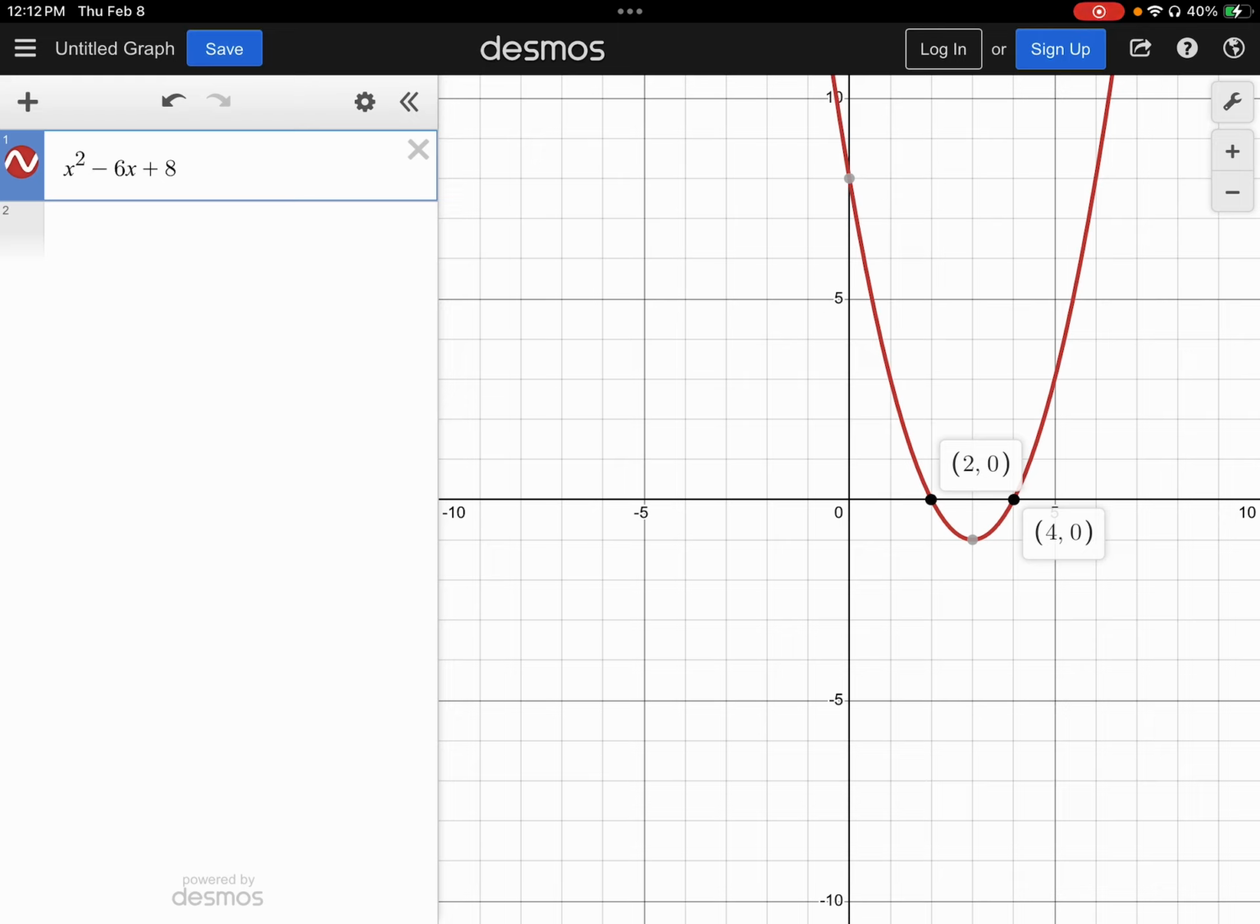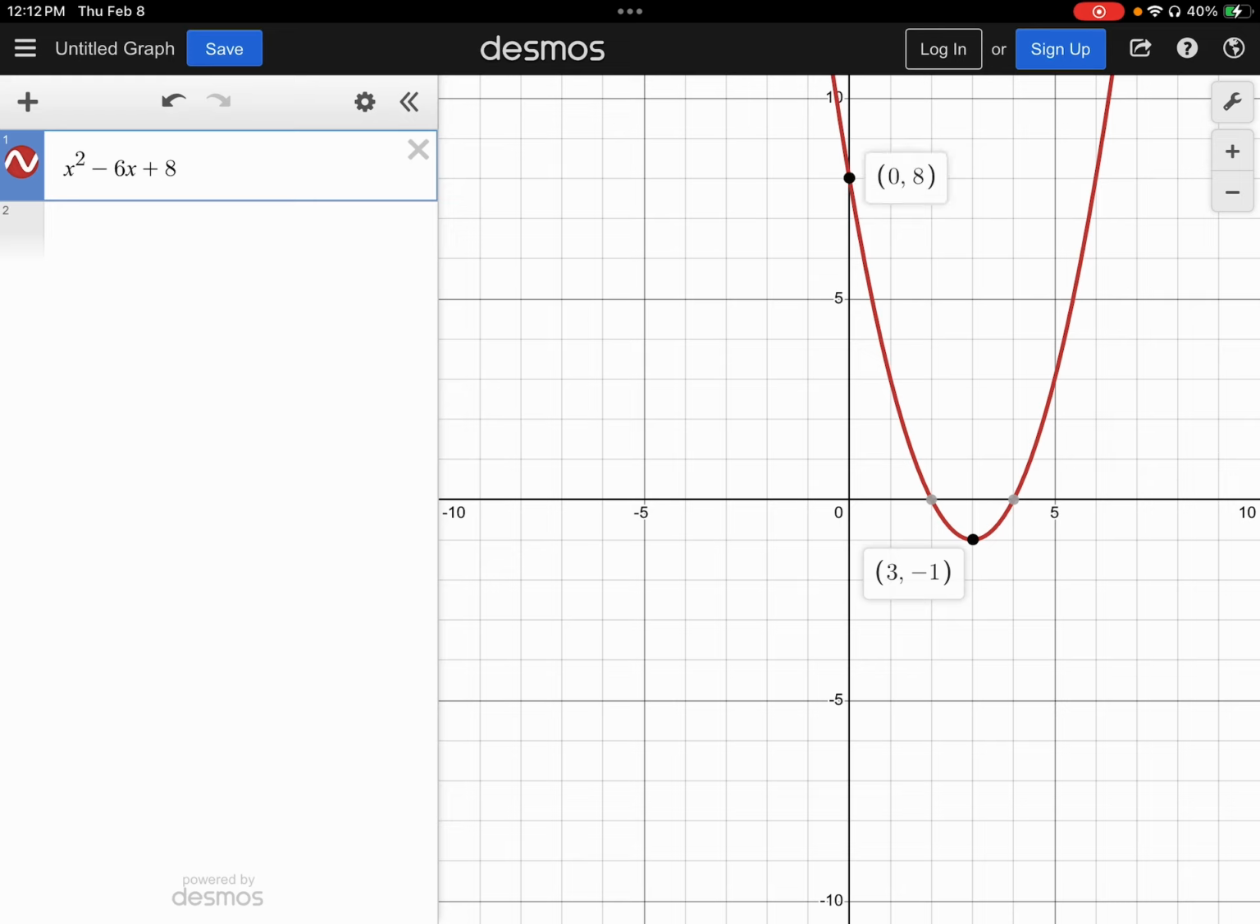If I wanted a more precise graph, I could also grab the vertex. Remember also that the axis of symmetry goes vertically through that vertex. Let me take the x-intercepts off. The axis of symmetry goes vertically straight up and down through that vertex. And right up here, I do have my y-intercept.